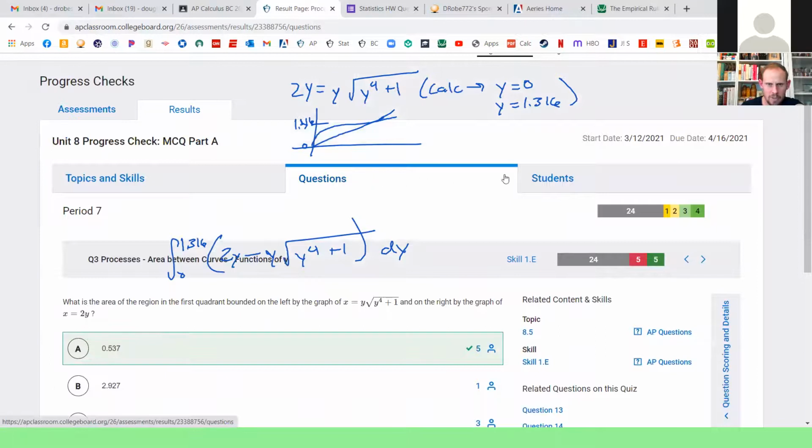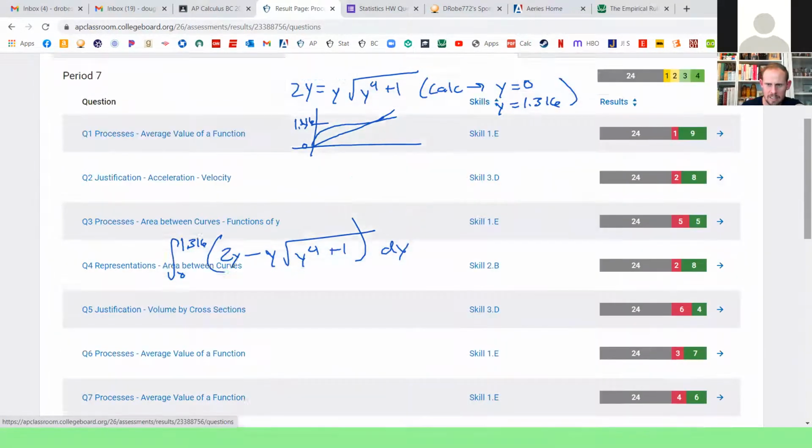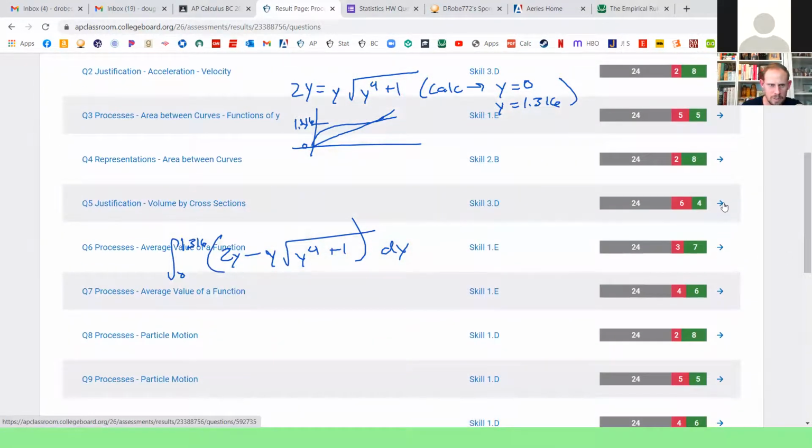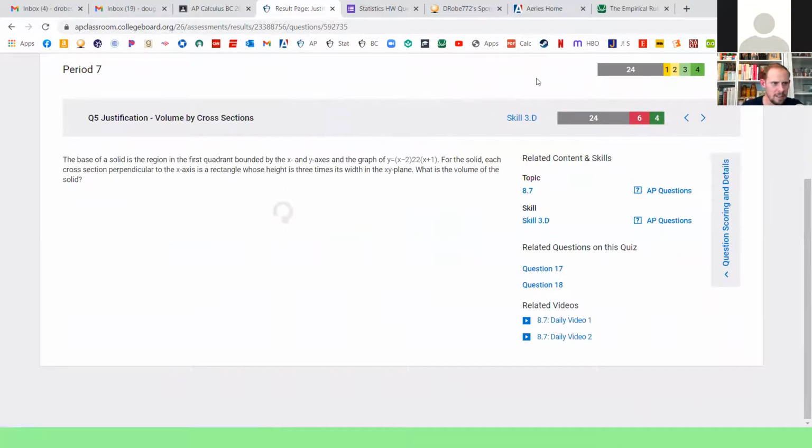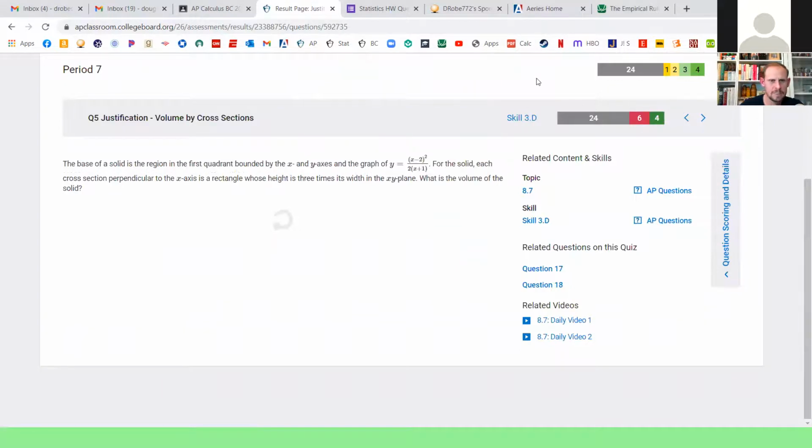Let's see, what else did we struggle with? I think the next one had 6. Oh, there's 6 people missed this one. And yeah, Caitlin, I'll go back in the end here.